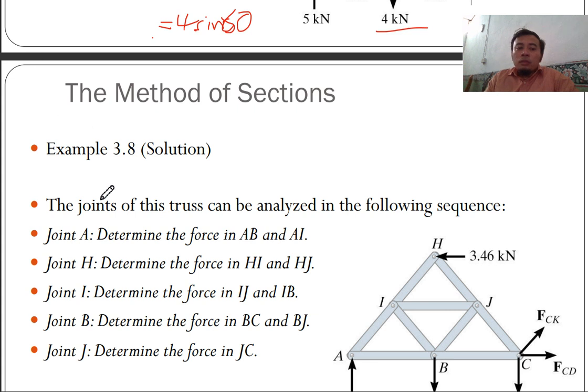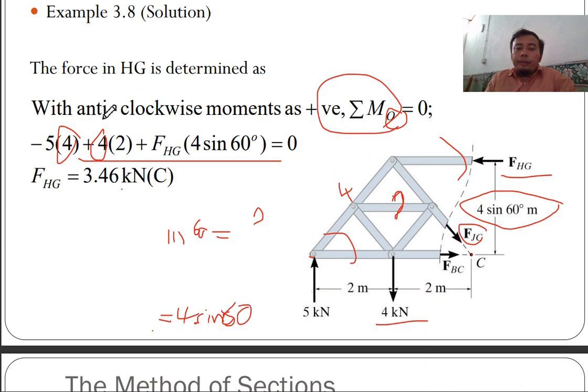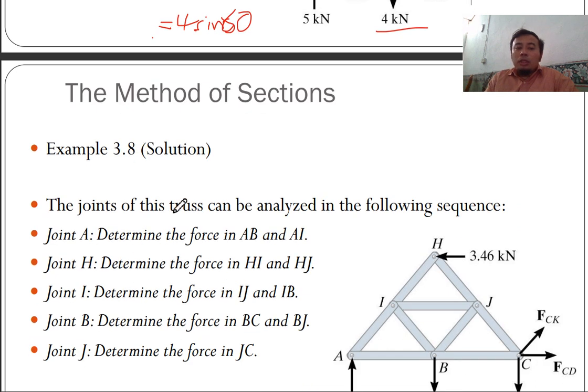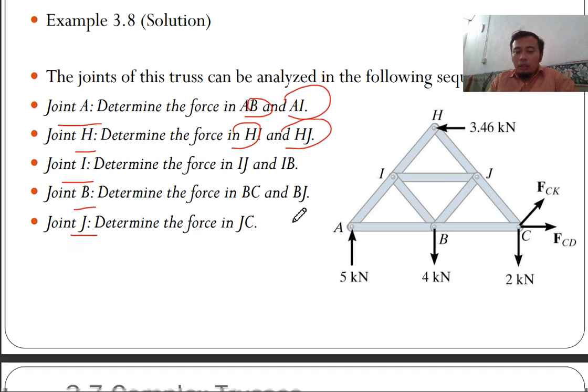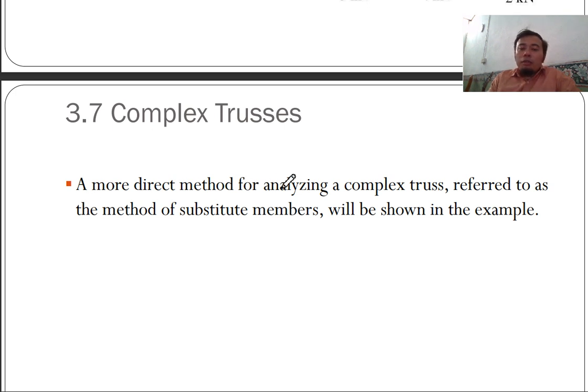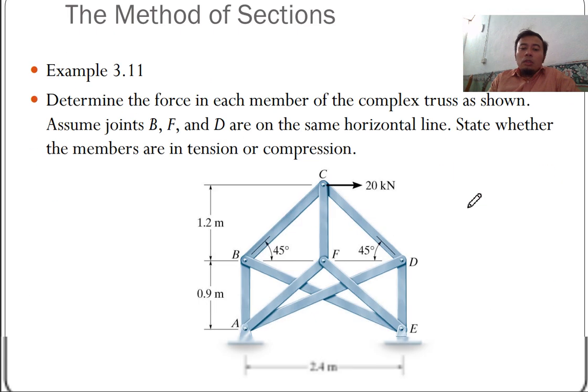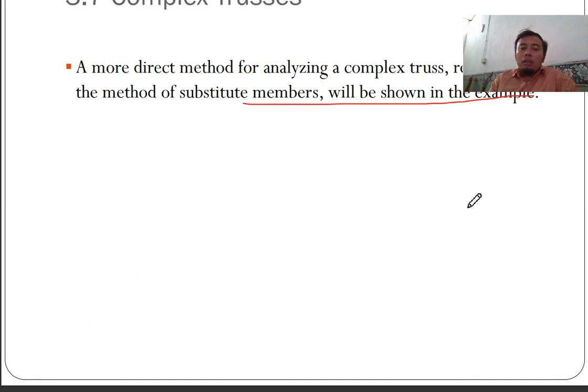So that's how you solve for HG. And the joints of this truss can be analyzed in the following sequence. When you have found your HG, you can start going backwards. Joint A, get AB and AI, then joint H, you get HI and HJ, and I, and then B, and lastly J. And then it's a mirror. A more direct method for analyzing a complex truss, referred to as the method of substitute members, will be shown in the example. So this is a more direct method, substitute members.